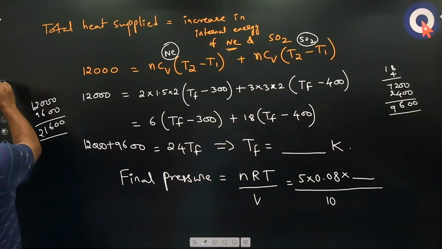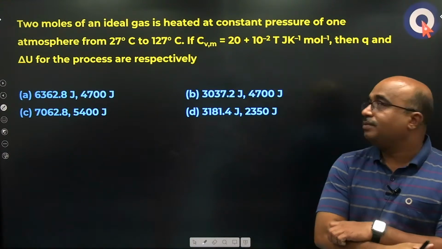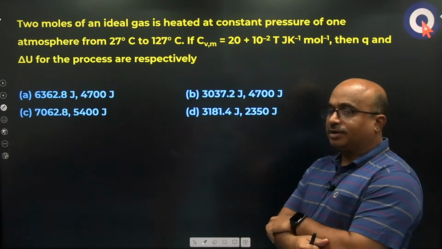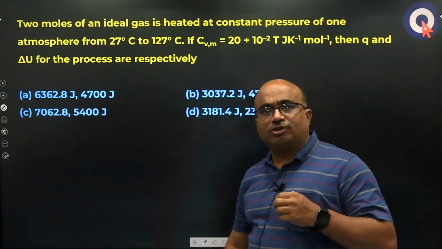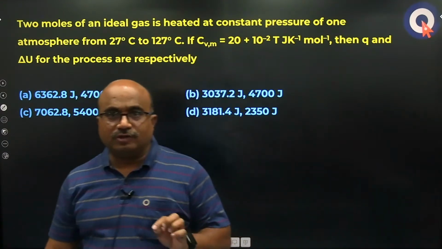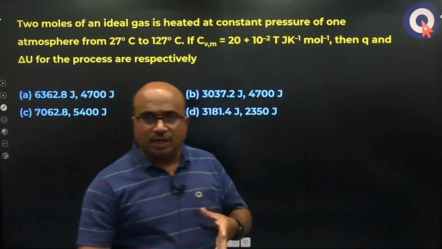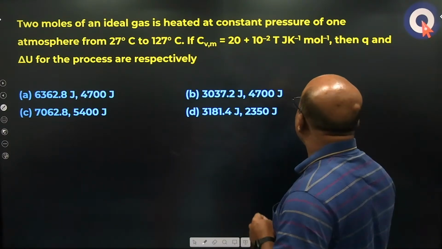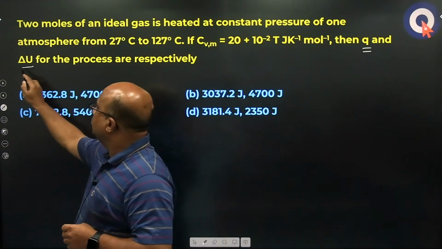Going to the next one now. 2 moles of ideal gas is heated at a constant pressure of 1 atmosphere from 27 degrees centigrade to 127 degrees centigrade. Most of the questions we will see in thermodynamics involve internal energy calculation, heat calculation, work, everything. Suppose we use this CV expression, and he is asking us to calculate Q and delta U.